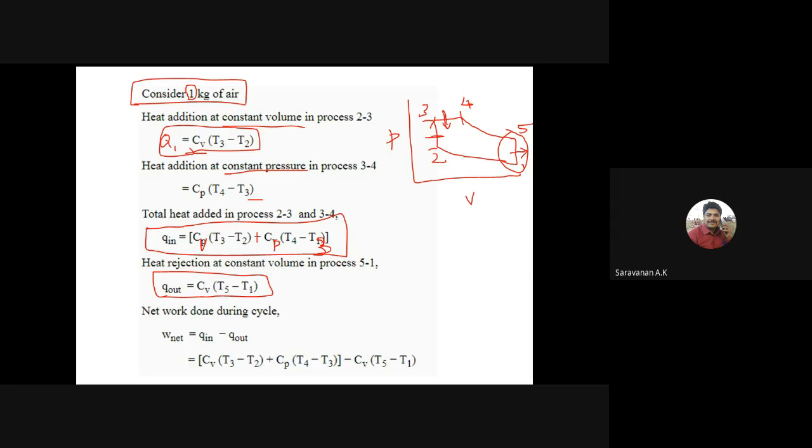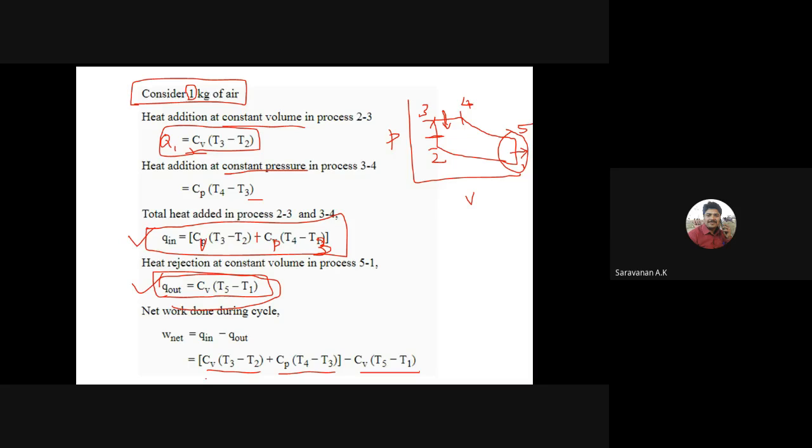So generally, what is the work done? Work done is the difference between how much heat is supplied and how much heat is rejected, right? That is Q in minus Q out. Here the Q in is Cv (T3 minus T2) plus Cp (T4 minus T3), minus the Q out.